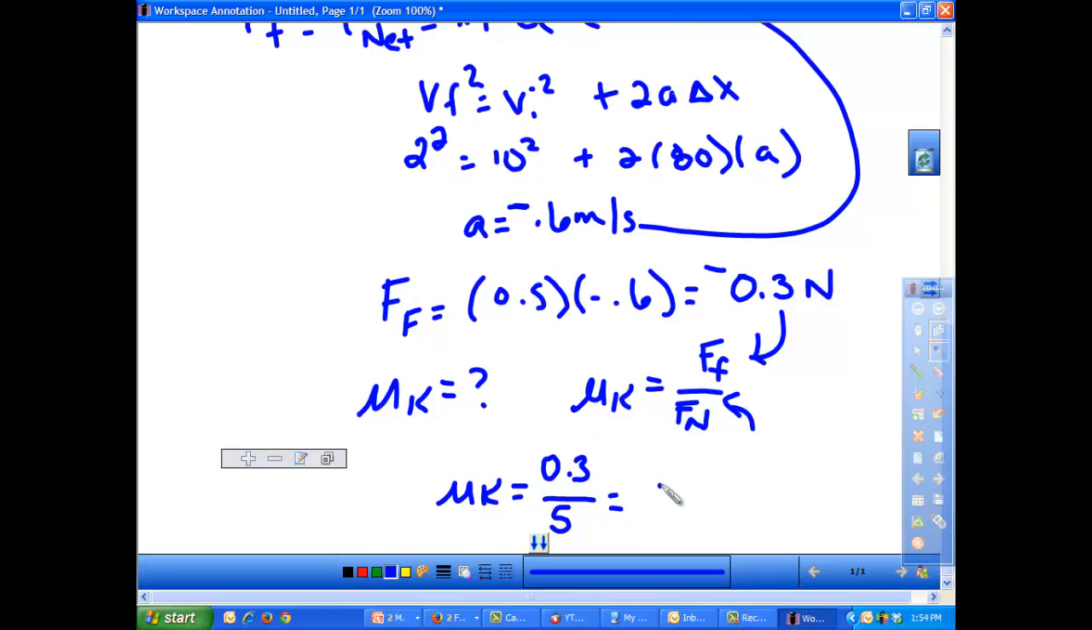Which ends up being about 0.06. Now remember, the coefficient of friction is unitless, so it's just a number. It just represents the ratio. And that's the answer to the first one.